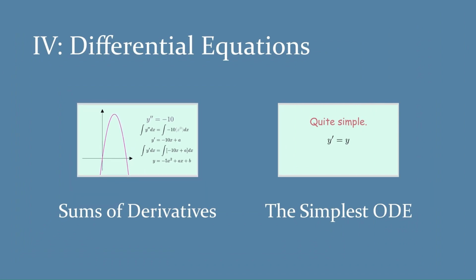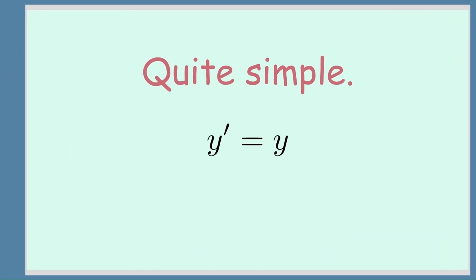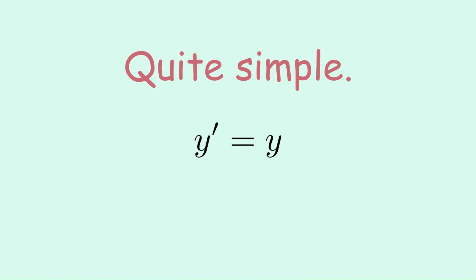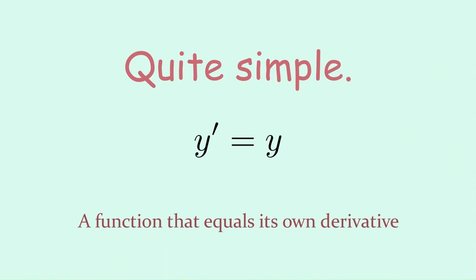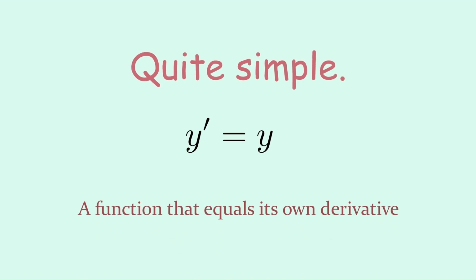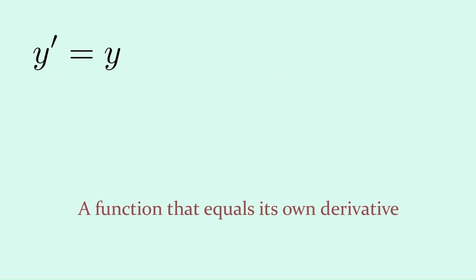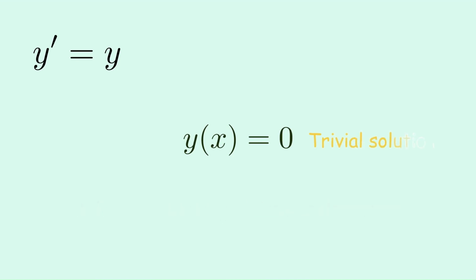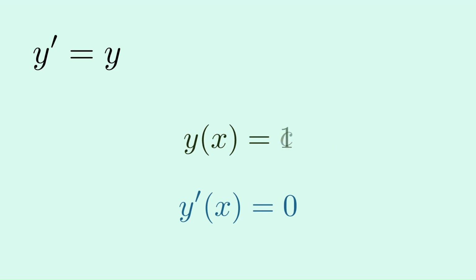Neat. Enough practice. Let's solve what I would reasonably call the simplest ODE. It says a function that equals its own derivative. So how do you find that? I have one solution. It's 0. That's a little boring, and of course it is. It's trivial. But what else has a derivative of 0? Any constant, really. Let's go with the number 1.